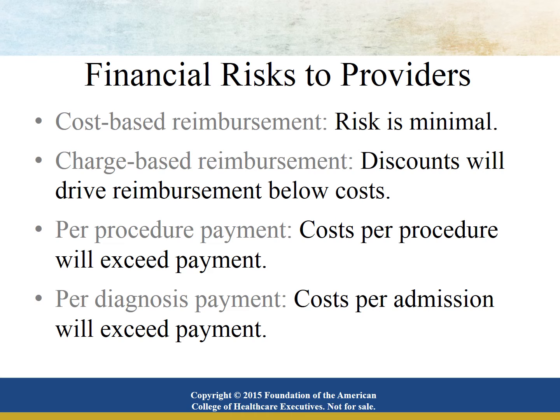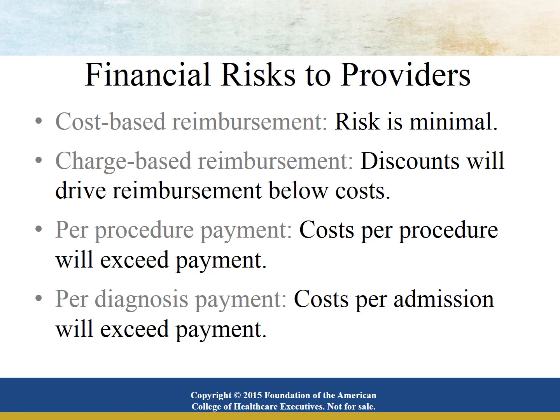There's financial risk out there to providers. Cost-based reimbursement, really the risk is minimal. We've got a cost, we're going to get paid for our cost. Critical access hospitals are still cost-based reimbursed under the old method because their volume is so low that they really couldn't survive in the DRG world. So they still get cost-based reimbursement in critical access hospitals. You'll hear them referred to as CAH, C-A-H.